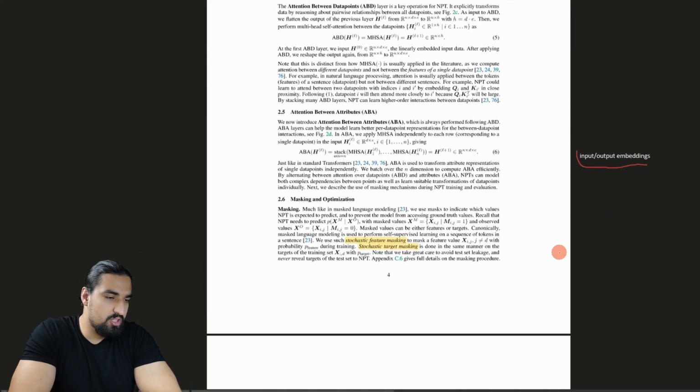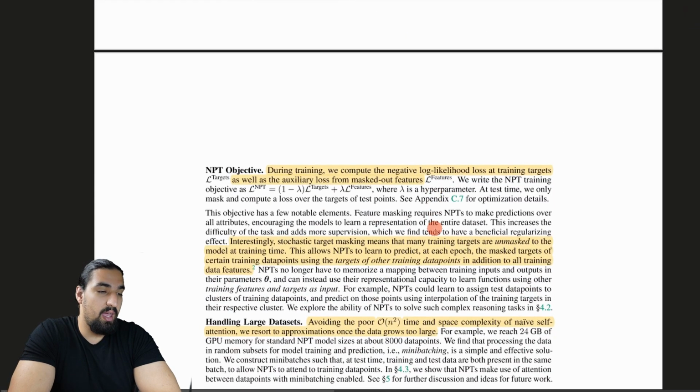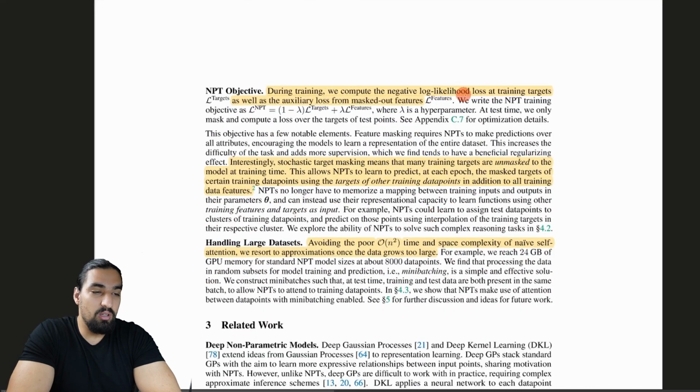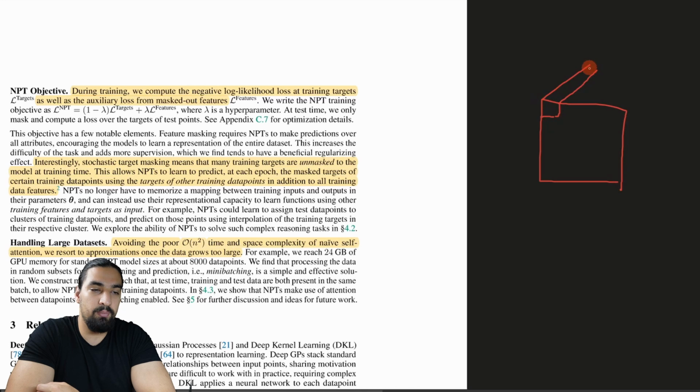So first things first, I want to finish with the loss. As I said before, they're applying stochastic feature masking, and they're applying stochastic target masking, similar to BERT. During training, we compute the negative log likelihood loss at training targets, as well as the auxiliary loss from masked out features. So that's the part I mentioned. Assuming we have a classification problem, what I do is the following. They'll output, again, this will be the output of their model, the MPT. And let's focus on a single attribute, on a single slot here.